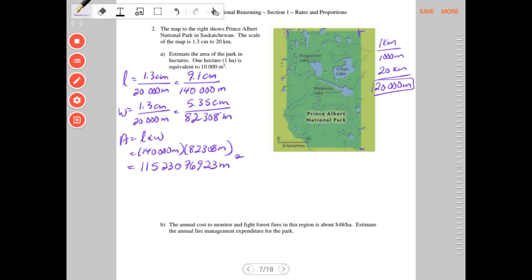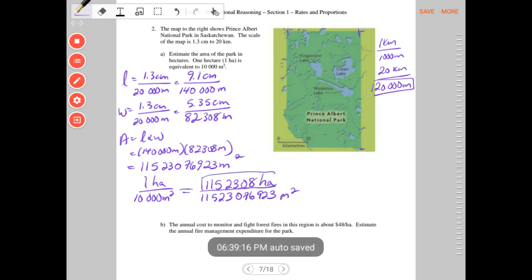All right, now we need to change that into hectares. So remember up here it says that 1 hectare is equal to 10,000 meters squared. So if you look, this is also in meters squared, so that has to go on the same level on the bottom. 11,523,076,923 meters squared. So again, cross multiply times 1 divided by 10,000. So we're going to round it to the nearest hectare. So that worked out to be 1,152,308 hectares. That is a lot of hectares. All right, so that's the area of the park. That's a great big park.